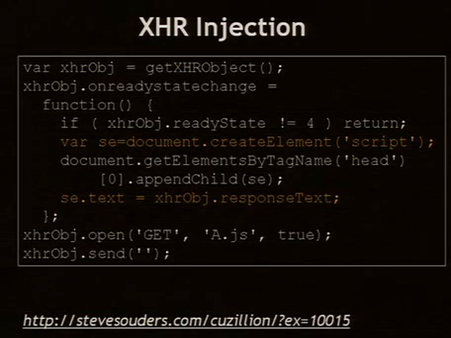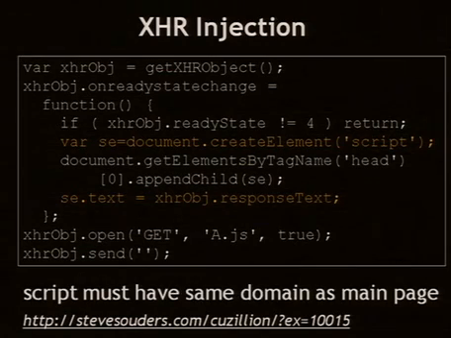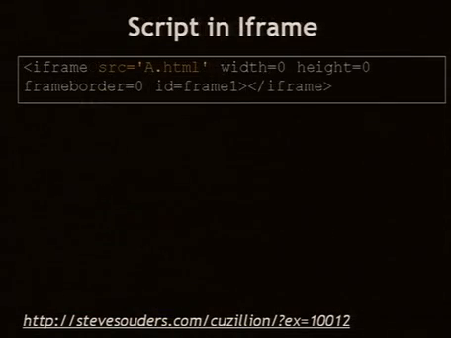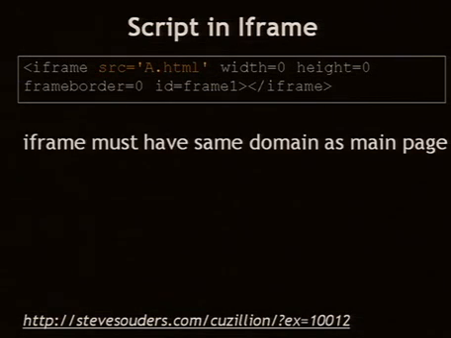What I do is I do the XHR, I get the response, and I create a script element, and I set that script element's text to the actual JavaScript that I have. And again, I don't have to refactor my script, but I have to have my script on the same domain as the main page. I could put an iframe in my page, and the iframe source is going to be an HTML document that just has a script block in it. So that works pretty well, but again, the iframe has to be on the same domain.